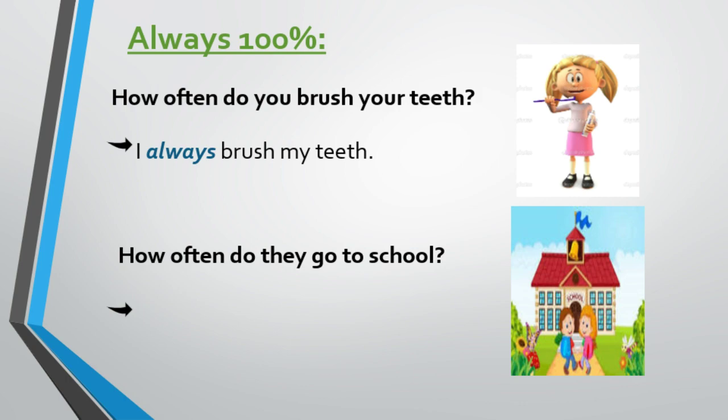So what is it? Yes, exactly. The subject is they. The verb is go. So here we're going to take always and put it between they and go, and it becomes they always go to school. Very good. Very nice. Well done. Now we're going to the second adverb of frequency. There we go. Usually, 80% of the time.